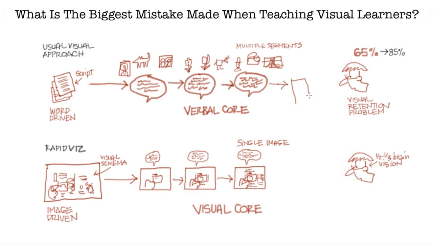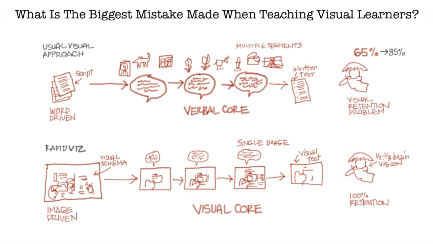Testing with this approach is written, and teachers wonder why the visual learners often fail, because after all, they taught visually. In the rapid viz approach, the test is visual, and I've had rates of 100% retention.